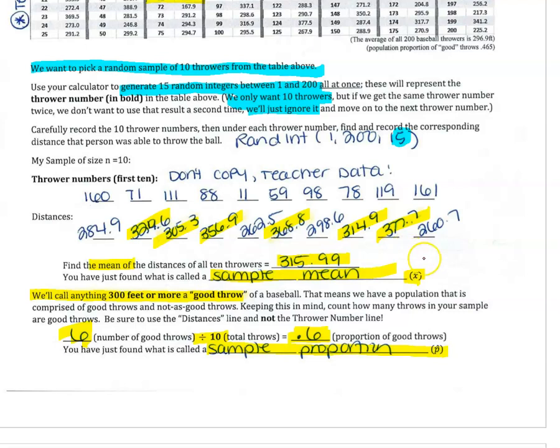So this is quantitative data, and this is categorical. You're either a good thrower or you're not. Quantitative is data that's measured with units, like this is the average feet that they are throwing.